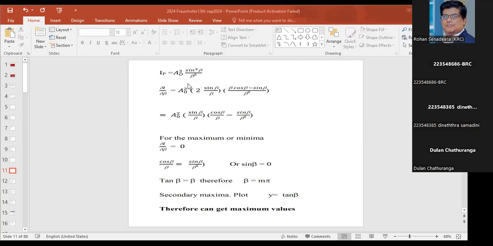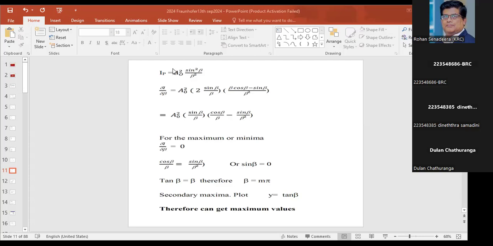Now to see the maximum or minimum of a function like this, or any function, what we do is we take the derivative of this equation. If you differentiate this equation by beta, then you have to do this, right?